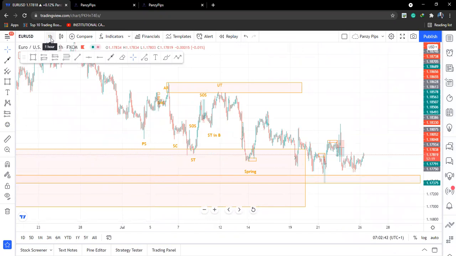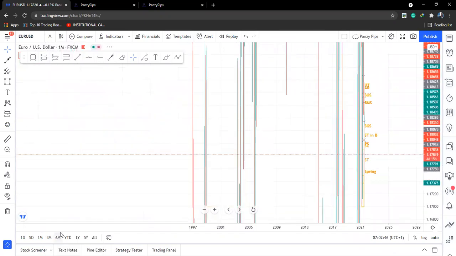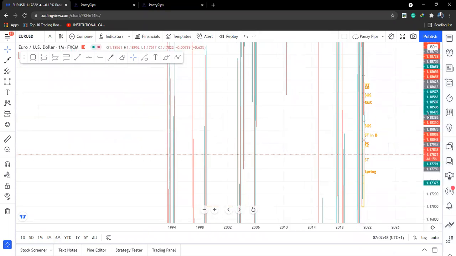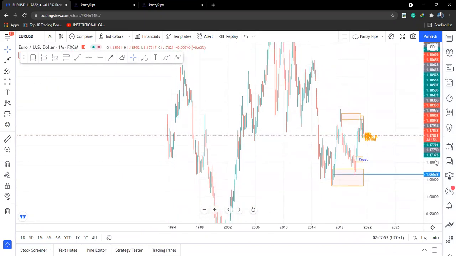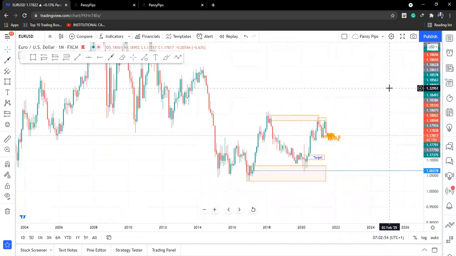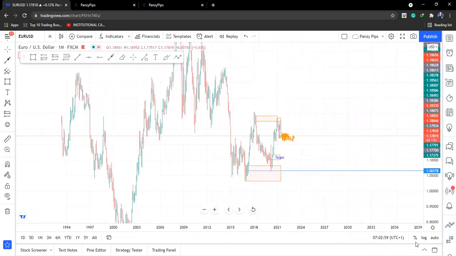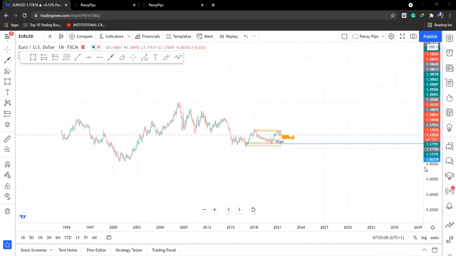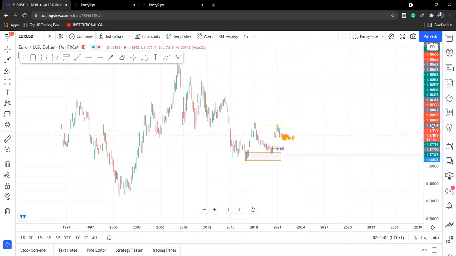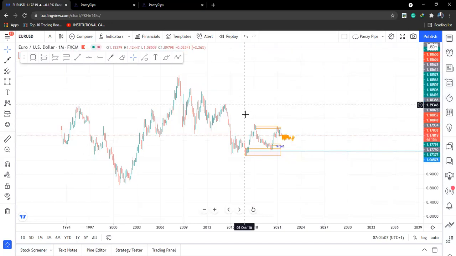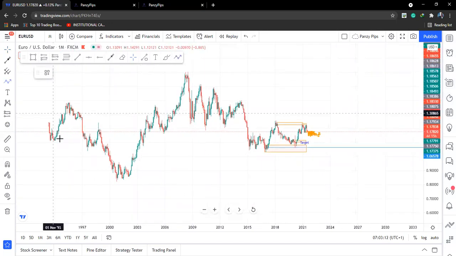All right, so this morning we will look at the Euro-US dollar, and as I always like to do, I like to start off from the monthly, just for those of us who haven't been with me for a while, so you can have a good idea of what I'm doing and where I'm going. Now, if you look at the monthly, we can clearly see that the market started from here.